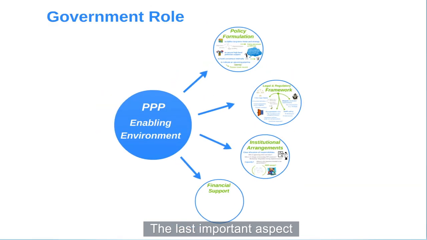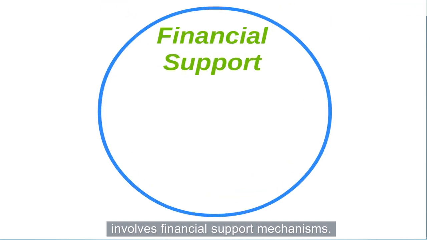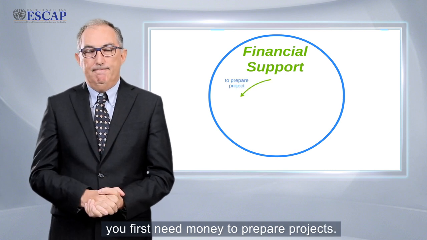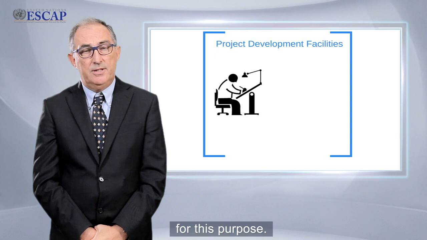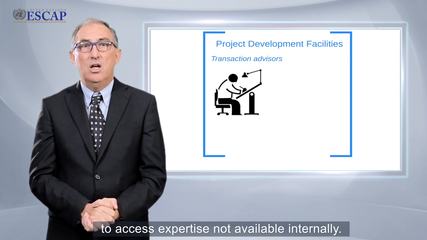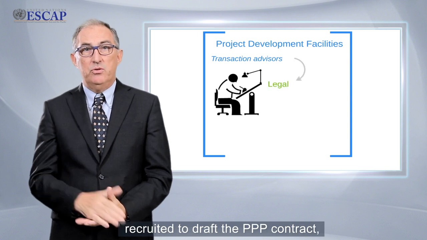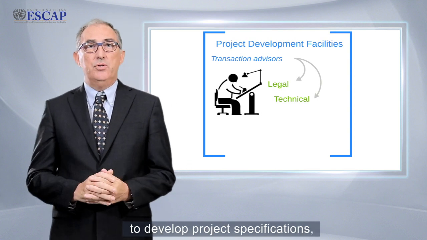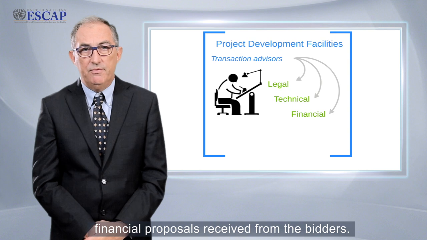The last important aspect of a PPP enabling environment involves financial support mechanisms. To develop a PPP program, you first need money to prepare projects. Some countries have established project development facilities for this purpose. These facilities recruit consultants in order to access expertise not available internally. Consultants might be legal advisors recruited to draft the PPP contract, technical advisors recruited to develop project specifications, or financial advisors recruited to evaluate financial proposals received from the bidders.